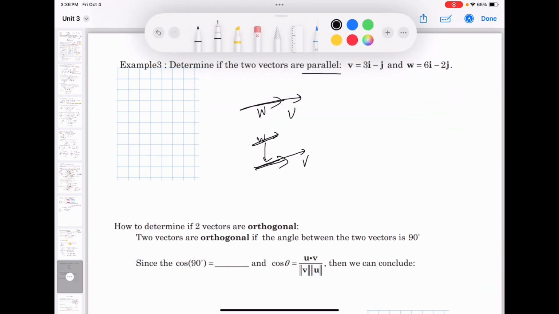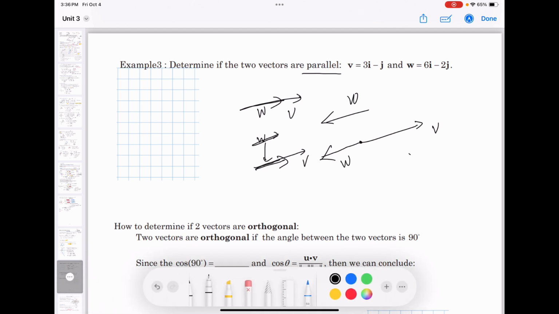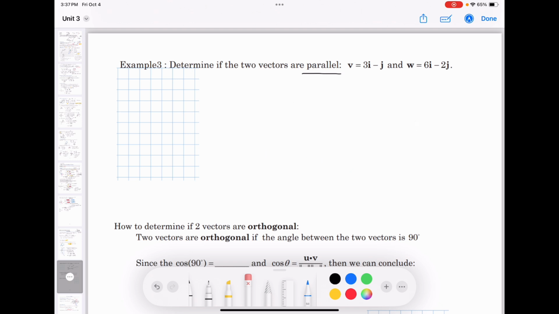If they are parallel, that means they overlap each other. And how about these two vectors? They have opposite directions. So this is the v, and then this is w. I moved the w to here. Okay, this is an initial point. They are also parallel to each other if they have the opposite direction. So let's clear the area here. I want to see if these two vectors are parallel to each other or not.